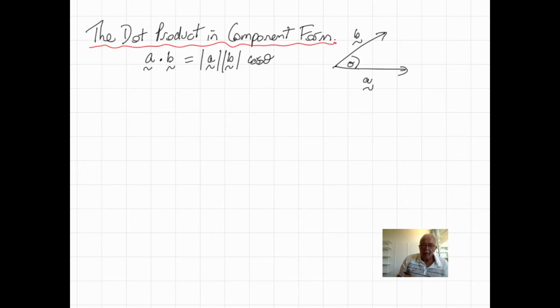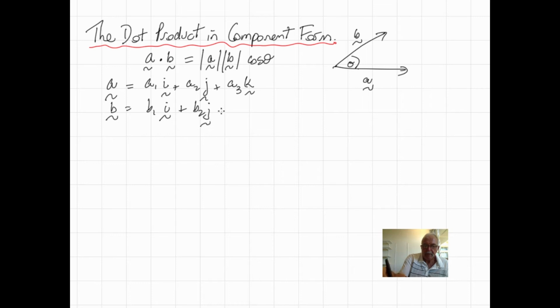But if we've got vector A now in component form, it'll be A1 i plus A2 j plus A3 k, and vector B is equal to B1 i plus B2 j plus B3 k. And don't forget that any of these, A1 and so on, are all scalar quantities. All of those could be negative, so it applies for that as well.